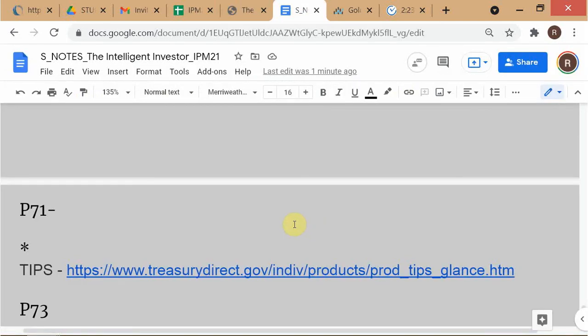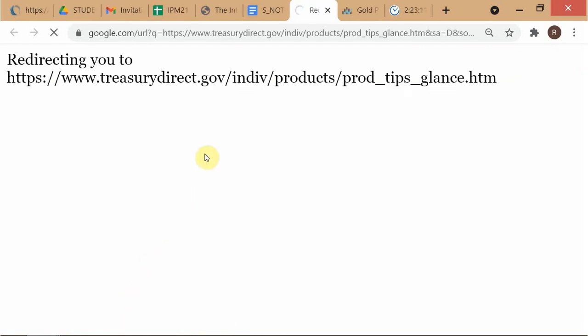Okay, now of course I've given you the answer, which is this. In the US we have it, in India we have it as well, but it's not liquid. The market is not liquid.